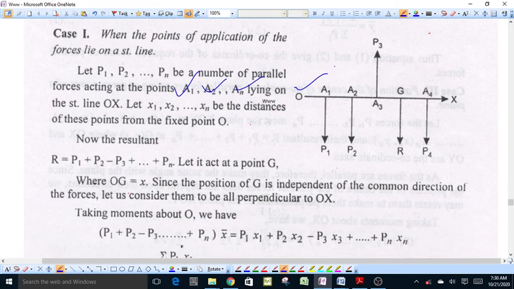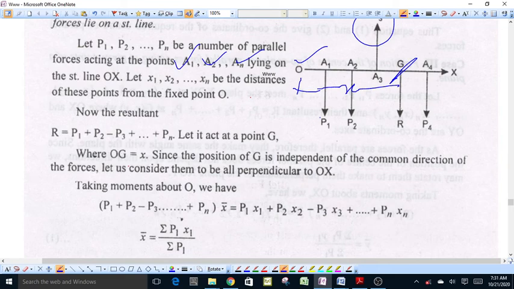Now, because all the forces are parallel, the magnitude of the resultant R will be equal to P1 plus P2 minus P3 plus and so on plus Pn. A negative sign of P3 is taken due to the opposite direction of P3. Now, suppose that this resultant acts at a point G which also lies on OX, and the distance of G from the fixed point O is x.